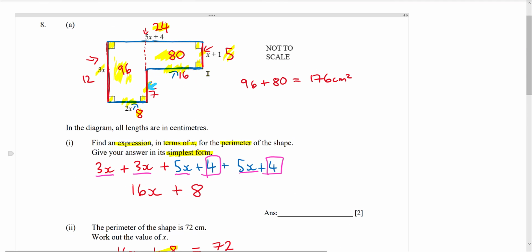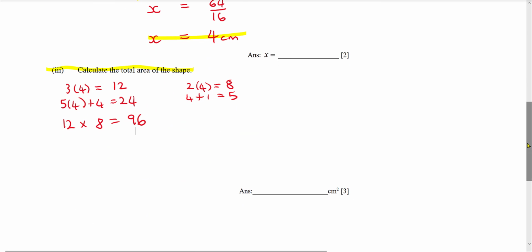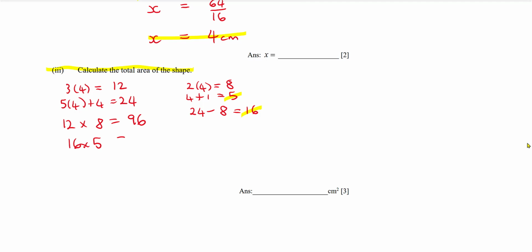And then the other one, if we come back up, we can see we've got 16 times 5. So how did we get that 16? Well, we did 24 minus 8, so we could put that in as some working. 24 minus 8 is equal to 16. And then we had 16 times 5, which was equal to 80. Then add them together. So we had 96 centimeters squared plus 80 centimeters squared, and that was equal to 176 centimeters squared. Okay, so that is question 8.